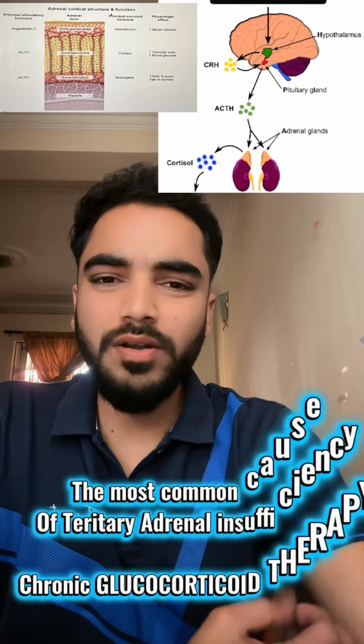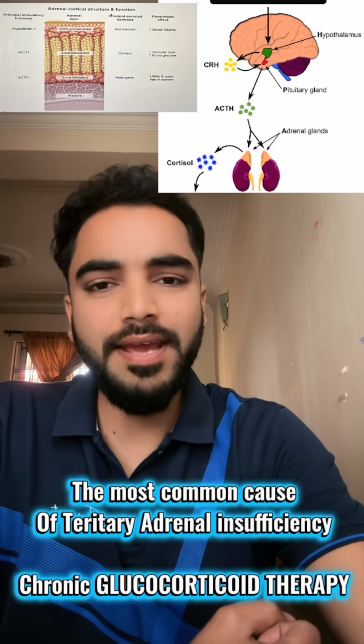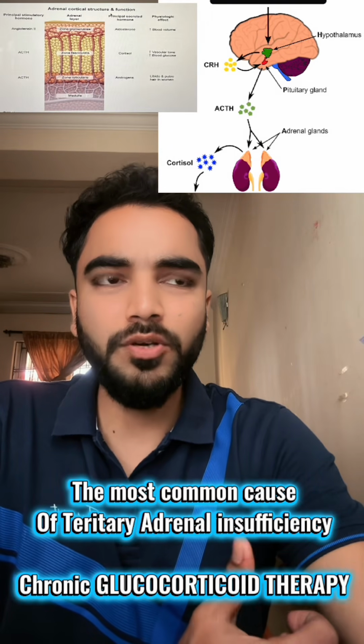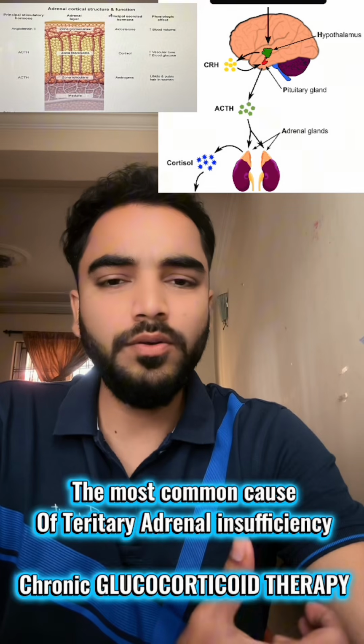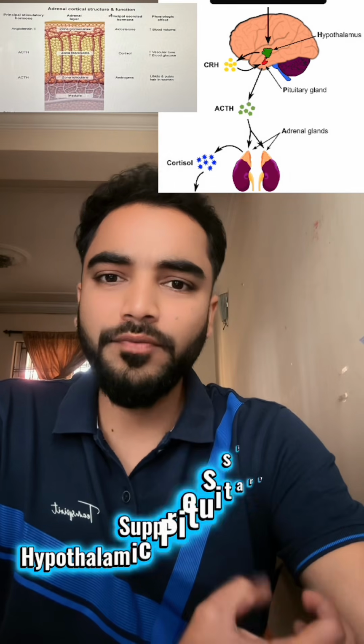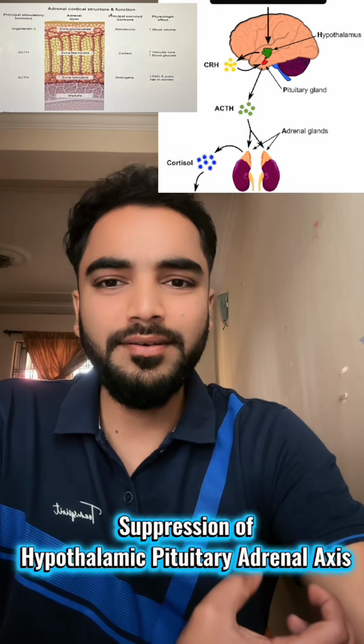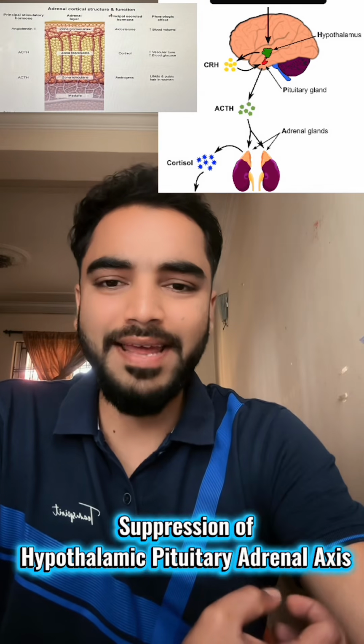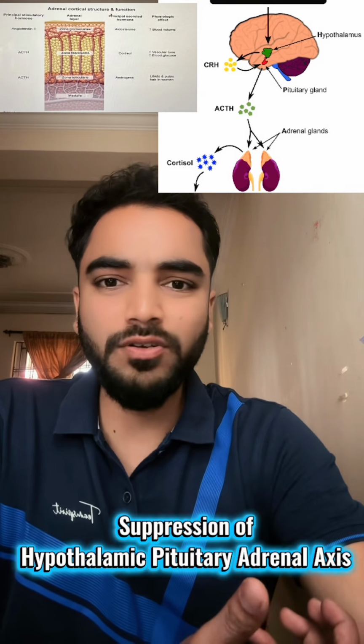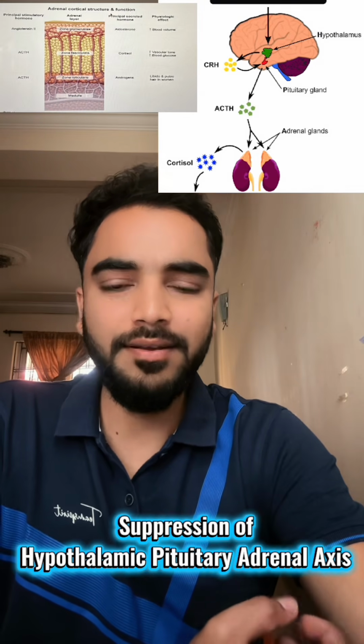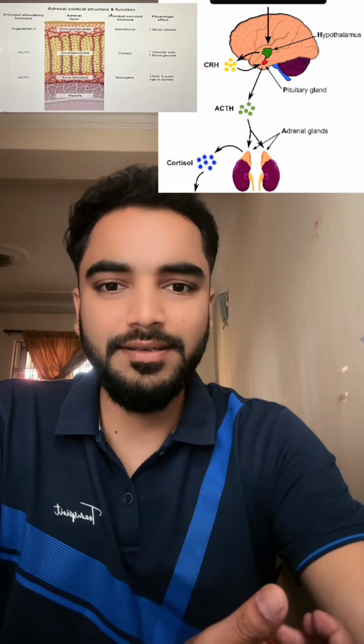Now, talking about the most common cause of tertiary adrenal insufficiency, the most common cause is chronic glucocorticoid therapy. Because of chronic glucocorticoid therapy, there will be suppression of the hypothalamic pituitary adrenal axis. Because of that, there will be less release of CRH.